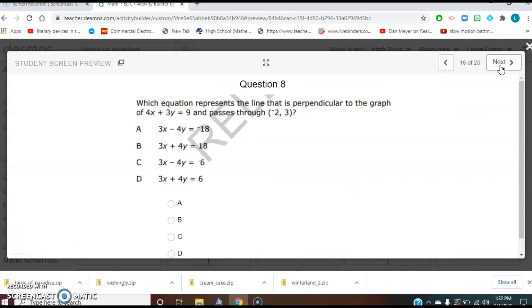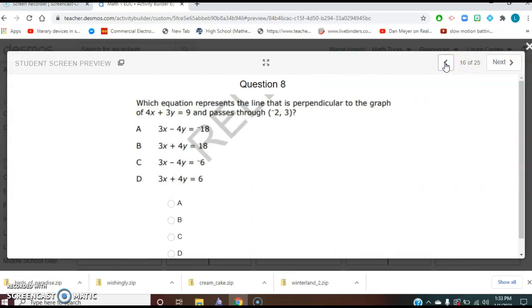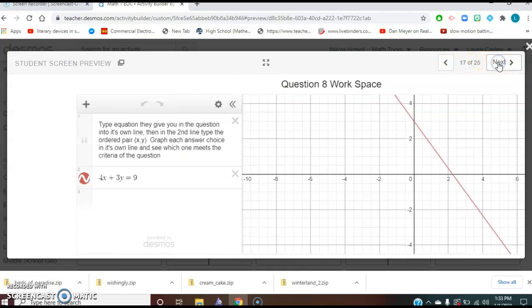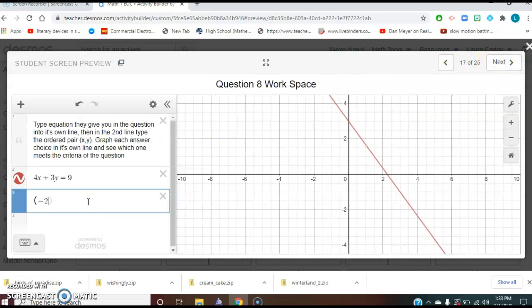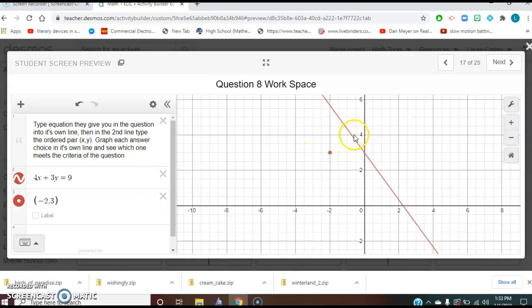All right, when you have to write equations of parallel and perpendicular lines, Desmos can be really helpful because you don't have to rearrange the equations at all. So I want my new line to be perpendicular to 4x plus 3y equals 9. So let me do that first. And I want it to pass through the point negative 2, 3. So I'm going to write the ordered pair negative 2, 3. Now I want my answer choice to go through this point and be perpendicular to that line. So it should look something like that.